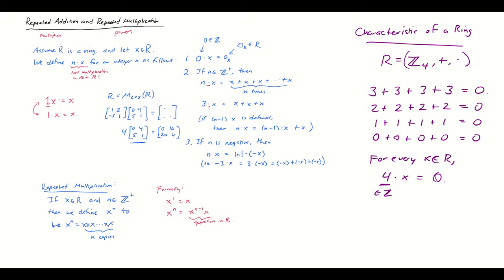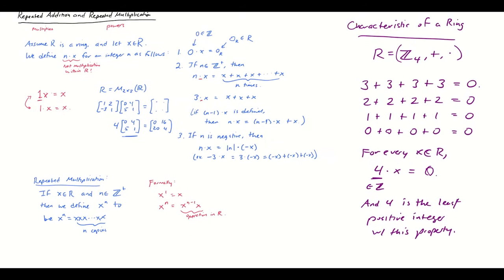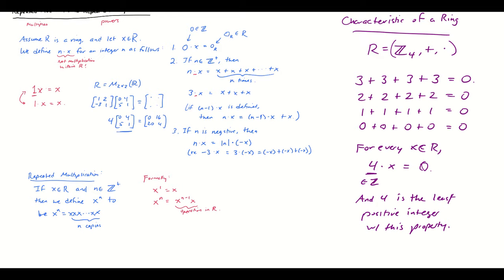And 4 is the smallest positive integer with this property. It's the least positive integer with this property. If there's a positive integer such that that multiple of every ring element is 0, and that's the smallest positive integer of that property, then this integer gets to be called something. In this case, 4 is called the characteristic of the ring R. We'll see that word later on.